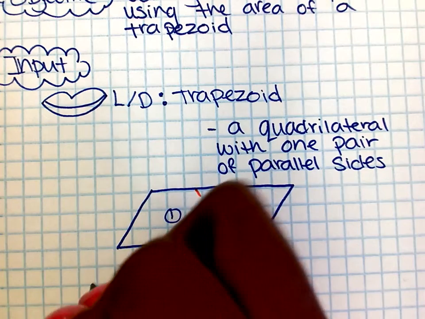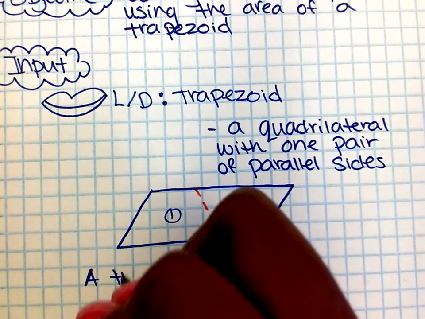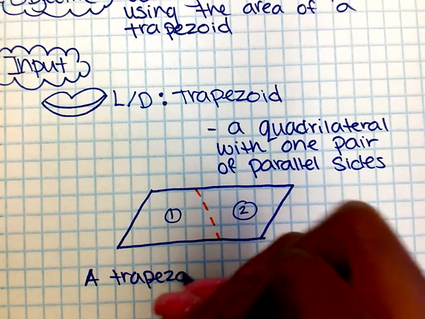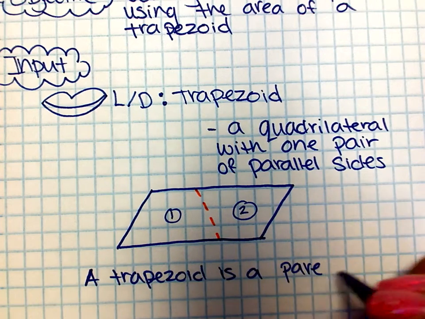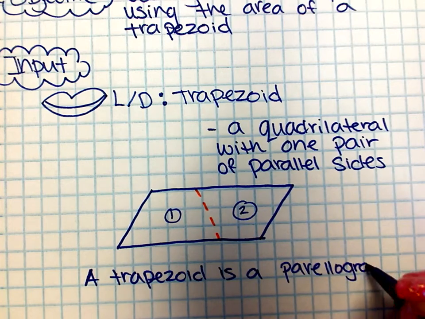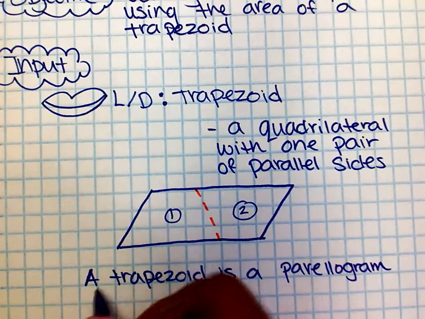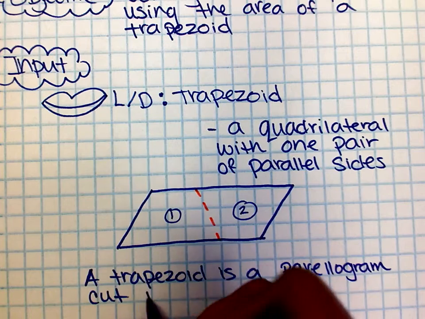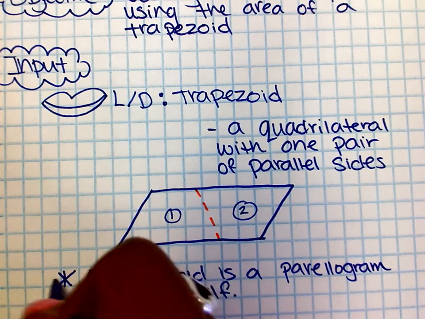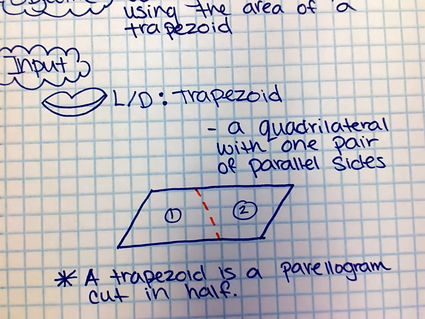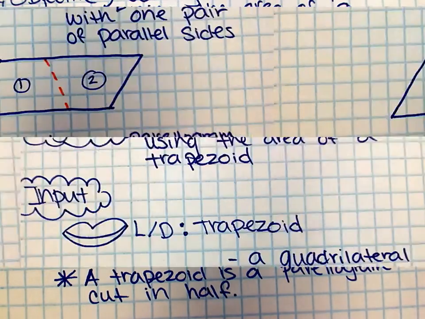So I'll write that down. A trapezoid is a parallelogram cut in half. A trapezoid is a parallelogram that's just cut in half.